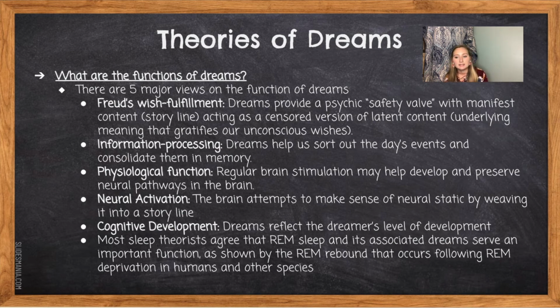The fourth is neural activation, that the brain attempts to make sense of neural static, because remember, neurons are sending electric signals, right? And electric signals have static. So that neural static, by weaving it into a storyline, basically it's a bunch of random, senseless electrical waves that are just, let's just make sense of it. And so that's what your brain is trying to do.